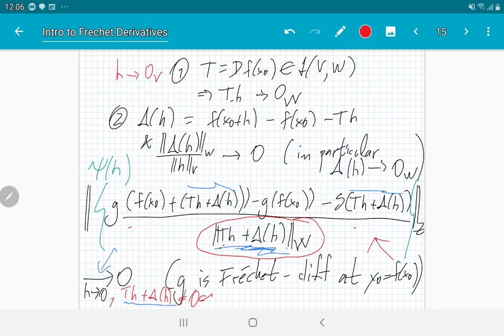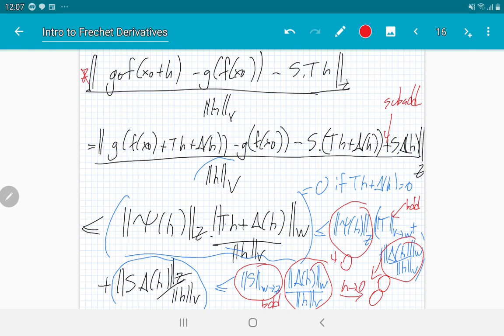But now this is almost, right, the denominator is wrong, so I should have norm of h here. But the numerator is almost what I want, so that's almost g of f of x0 plus h, right? So this is f of x0 plus h. This is f of x0. And here I should have s times t times h. I just have this remainder term, which I had to add and subtract to make things work. So that's what I have here. And once I do that, basically I have the quantity from the previous slide times something that's bounded. So this part goes to 0.